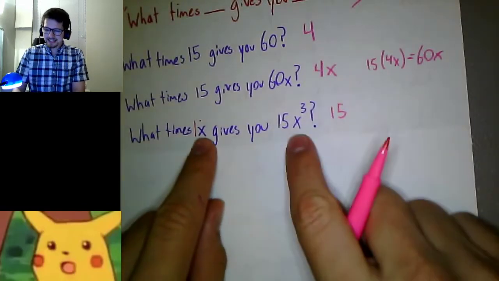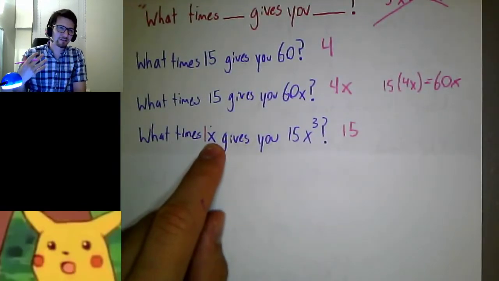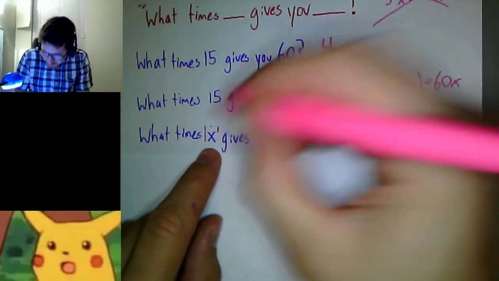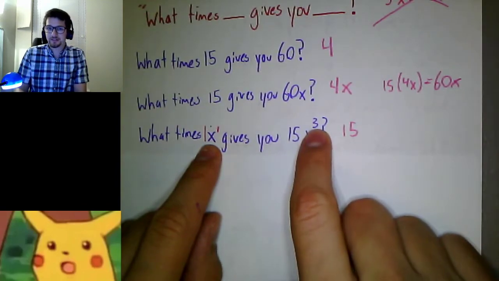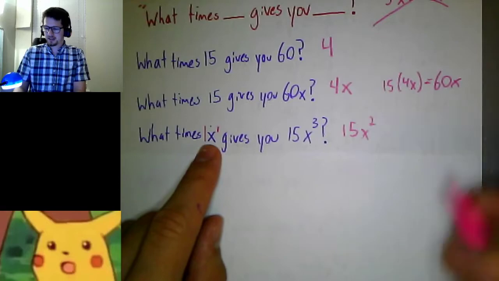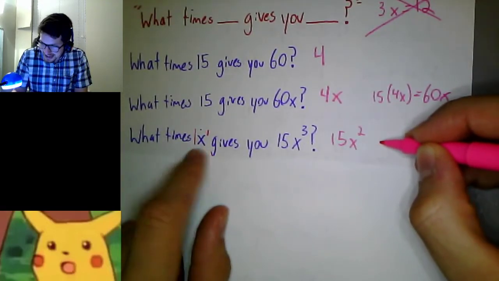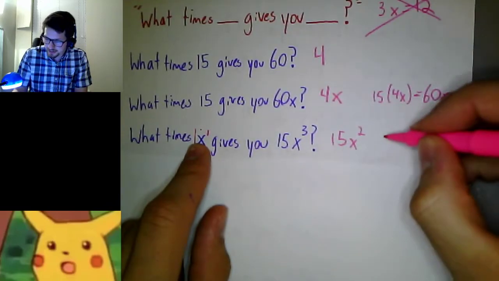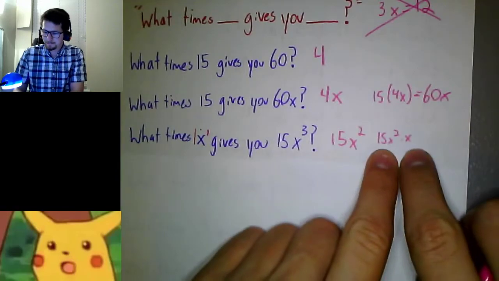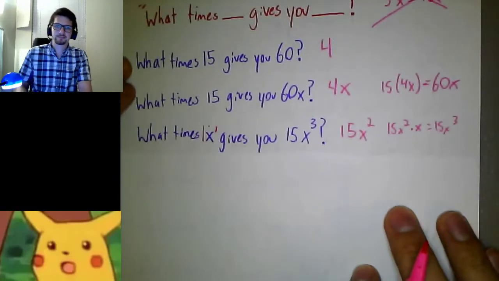So, x times what would give me x to the third? The way I like to word it is, how many x's do I need to add to this? If this is x to the 1, how many x's do I need to get to the third? I need 2 of them, so I'm going to say 15x squared. And this should work in reverse. If I do 15x squared times x, these exponents would add and I would get 15x cubed, so that works.